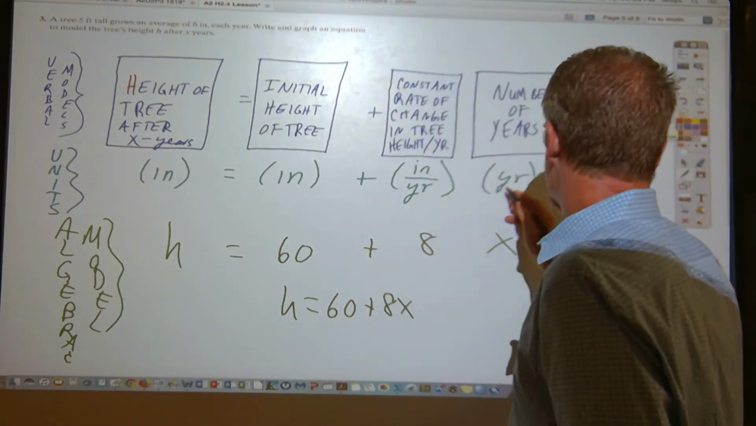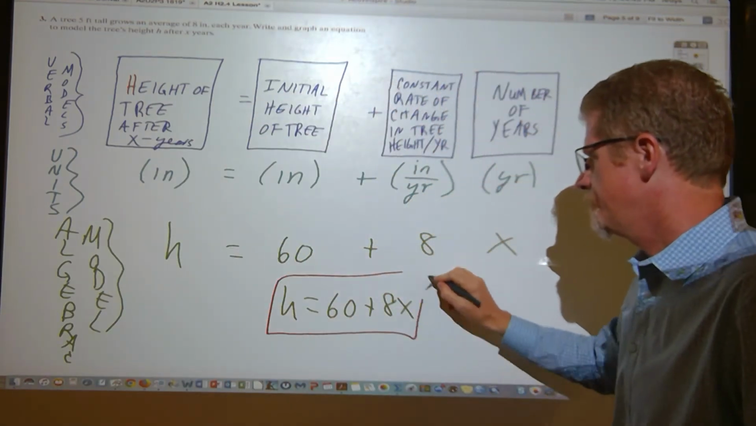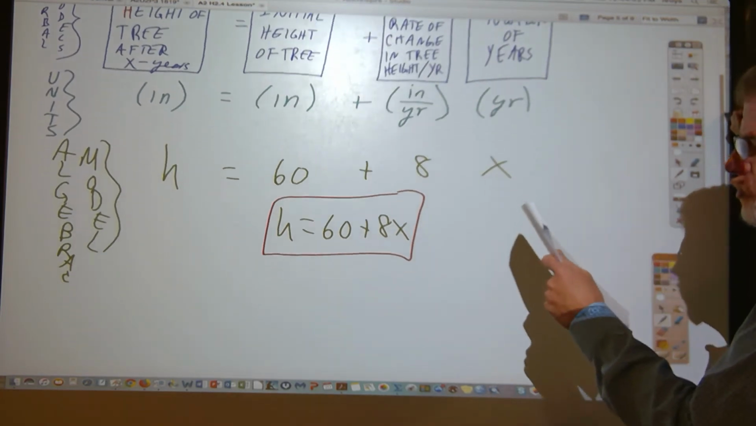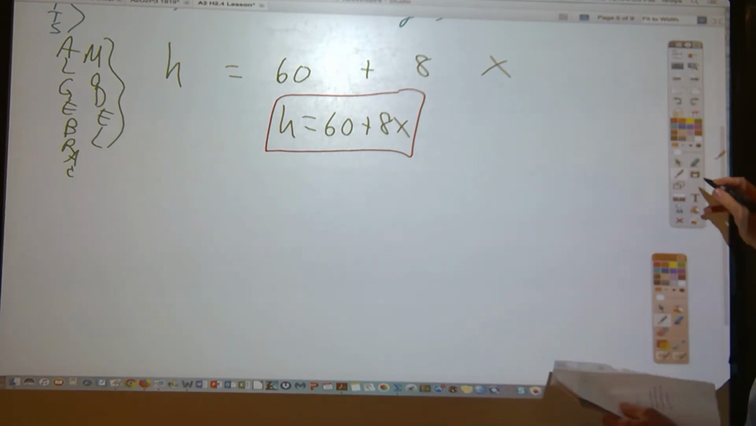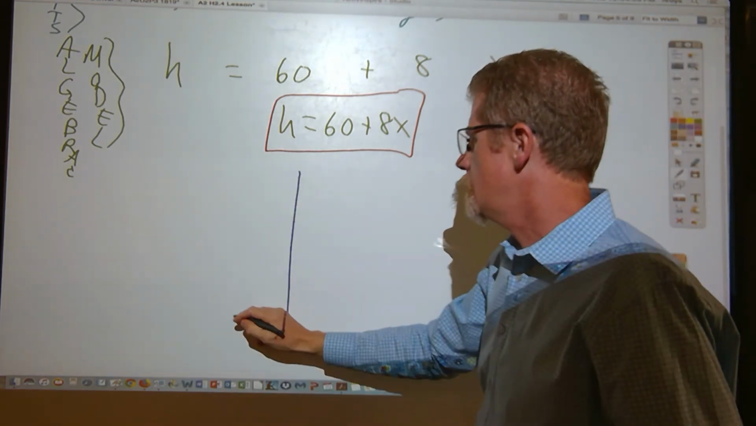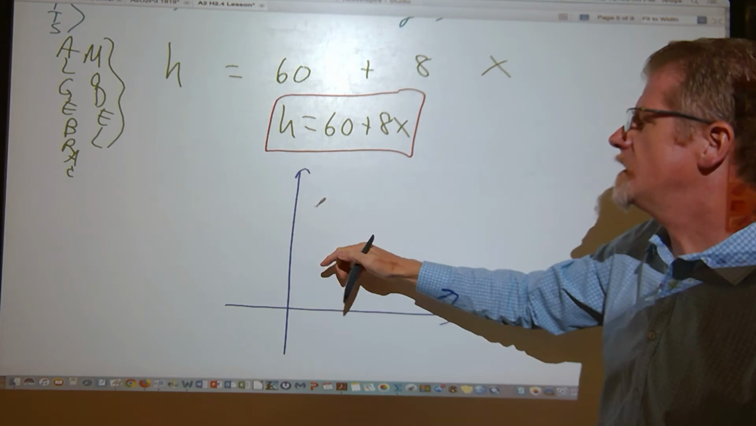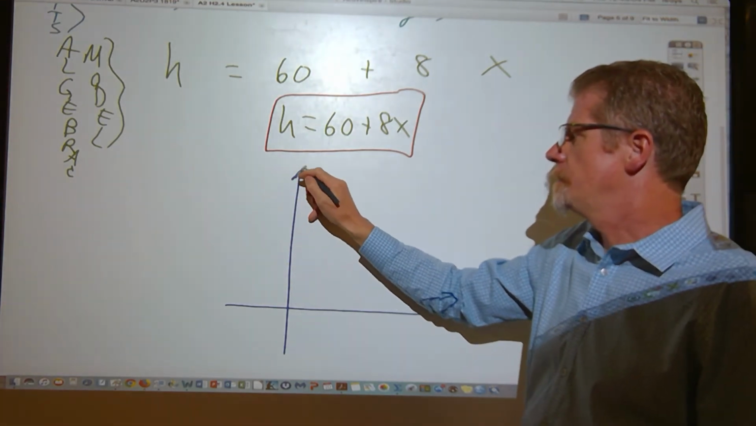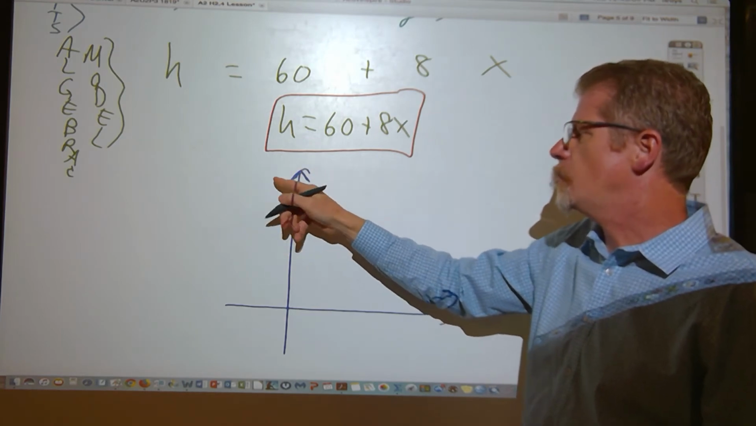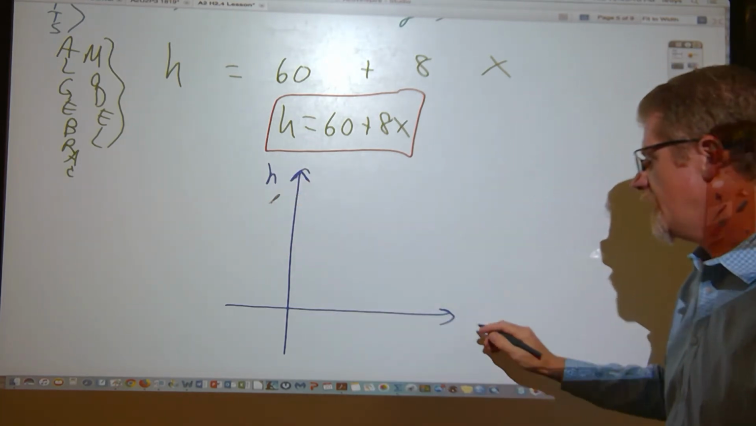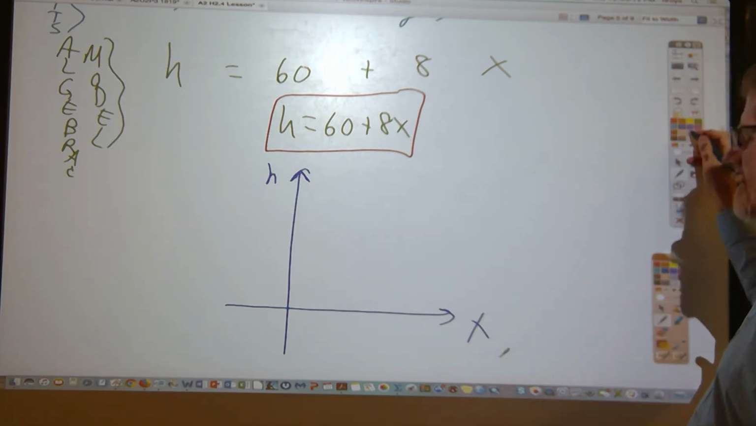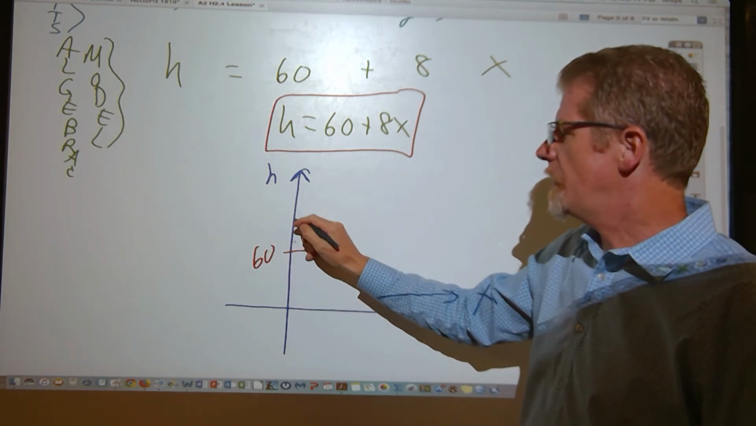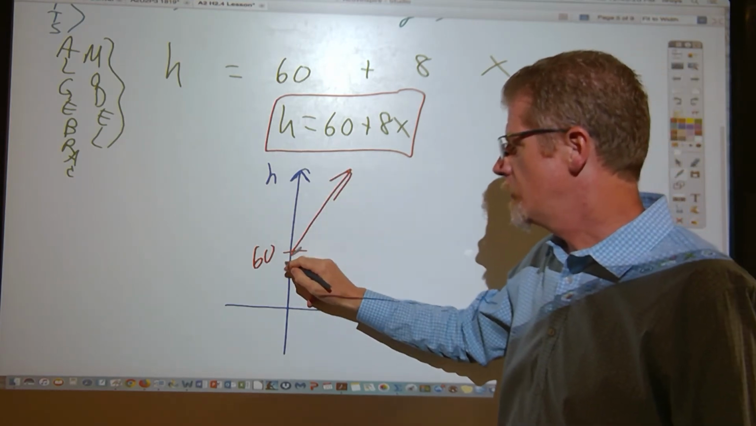Let's red box that to indicate it's a final answer. They've also asked us to sketch the graph. They have not asked us to interpret the graph. But please do not reflexively, in knee-jerk fashion, just write a y up here. It's not a y-axis, it's an h-axis. Here's the x-axis. The intercept is 60, and we're going up 8 inches over here, so it's going to have a positive slope.